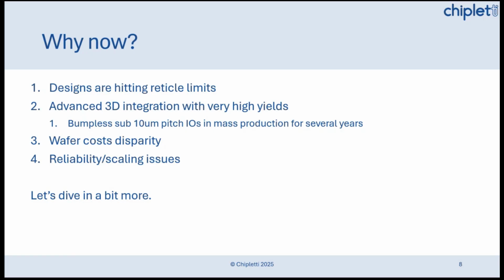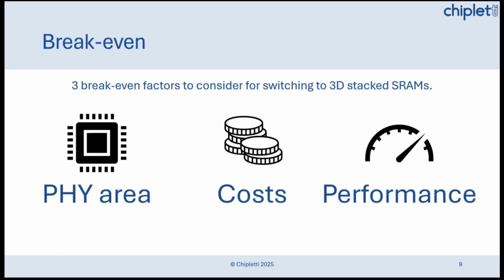So let's dive in a bit more. If you are someone who wants to consider this, that is basically, I want to use a lot of SRAM, but not use it on chip, what's the point where I should consider on chip versus off chip? And so there are three parameters you need to really consider. There's something called phi area, cost, and performance, obviously.